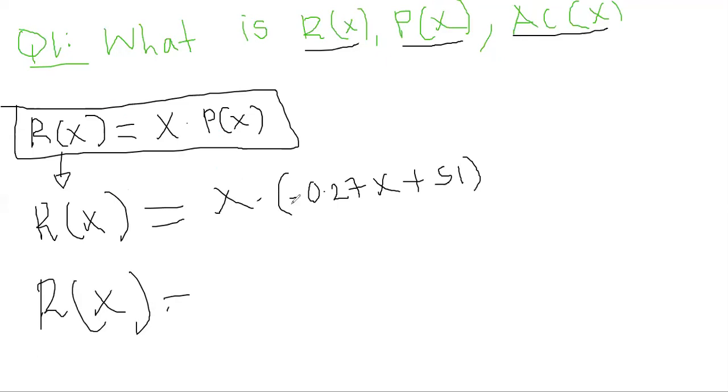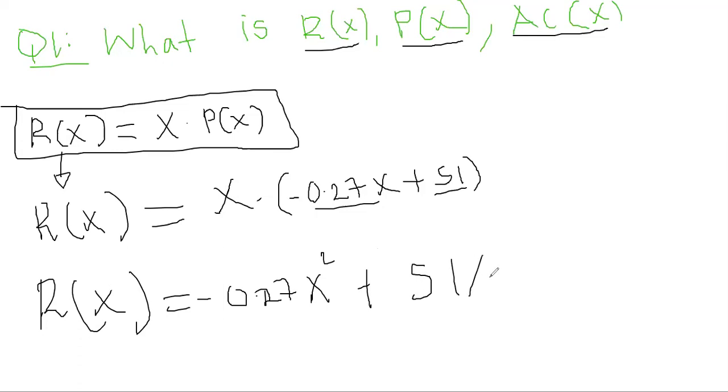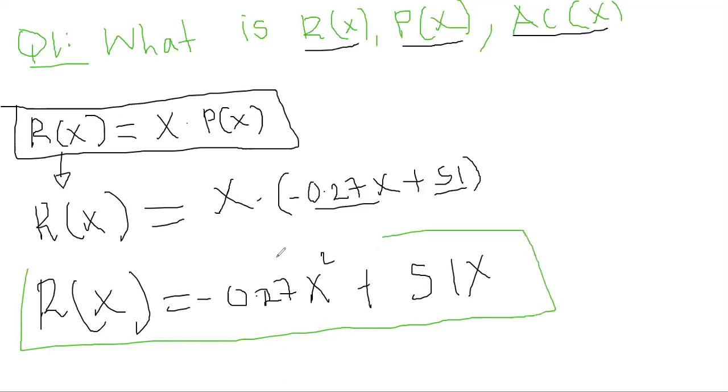So at the end of the day, our Rx will equal x times this term. So you multiply this x outside the bracket with every term that is here. We only have two terms. So this times this will give us minus 0.27x raised to the power of 2, since x times x is x squared. Then we have plus 51, x times 51 will give 51x. So this will be our revenue function. So we have done that. So we finish this one.